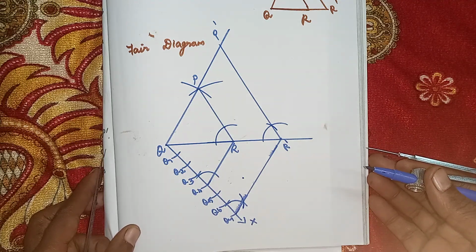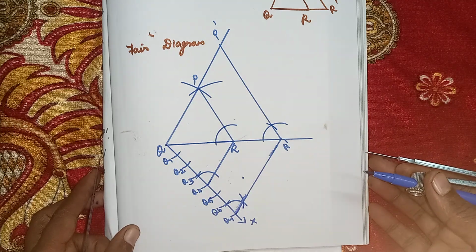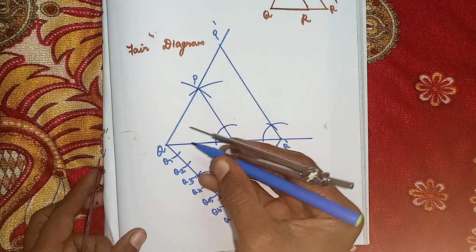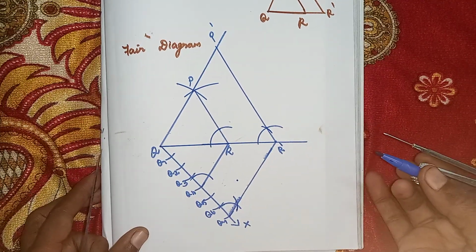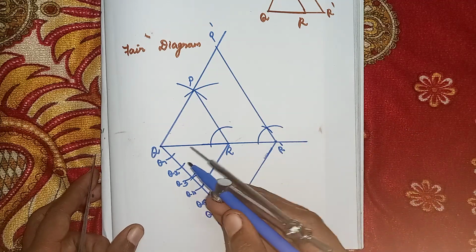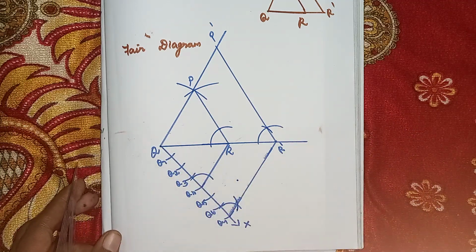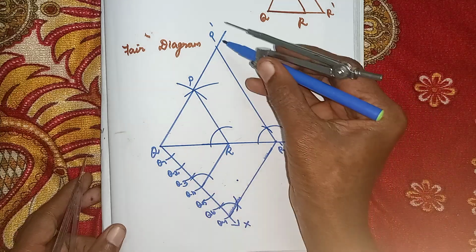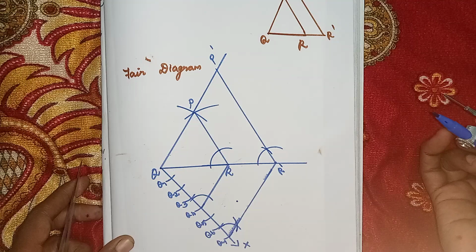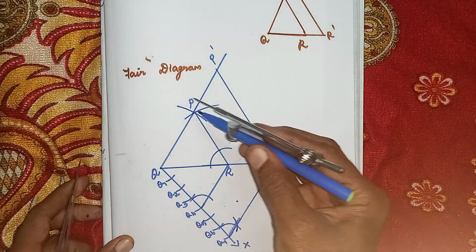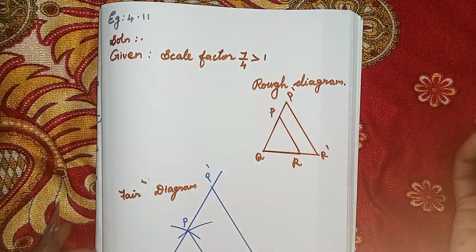Okay, clear? Any doubt here? Any doubt, students? If you have a doubt, you can ask in the doubt clearing section, the Zoom class. Now the triangle P dash Q R dash is similar to triangle PQR with the scale factor 7/4, greater than 1. Clear? Any doubt?